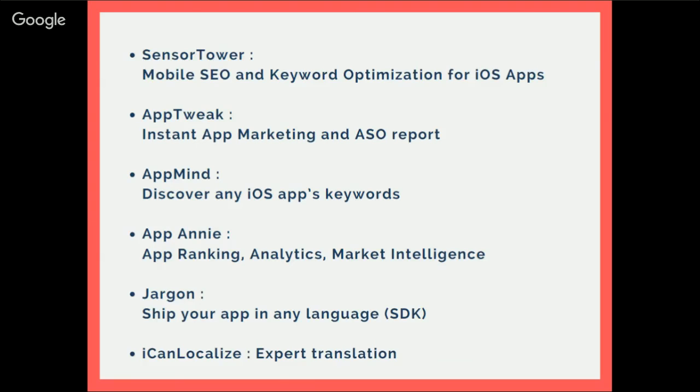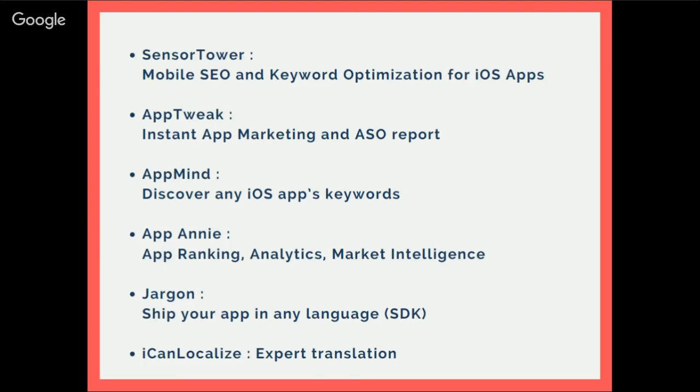So Sensor Tower is a tool that helps you find keywords based on the probability of a certain keyword, how much traffic that particular keyword gets, and how much is your chance to rank higher on that keyword. So all those metrics Sensor Tower gives you in one place that you can use. App Tweak is a platform that helps you with instant app marketing and ASO report, like what to do with your application. If you give them the link of your application, they will probably tell you a kind of ASO report and how good your ASO is done.